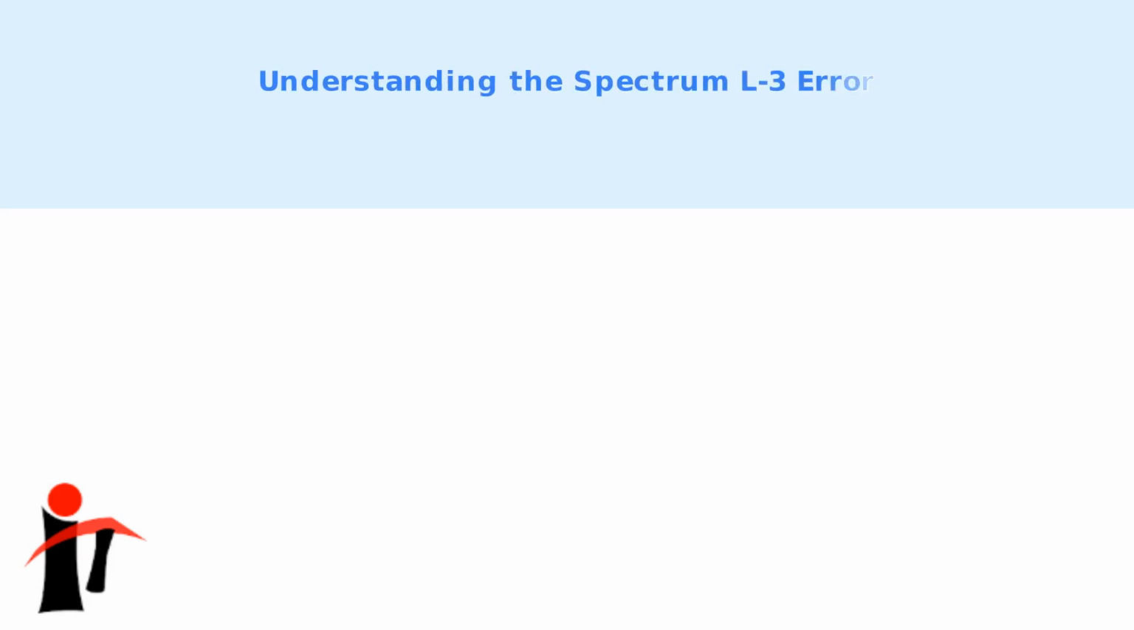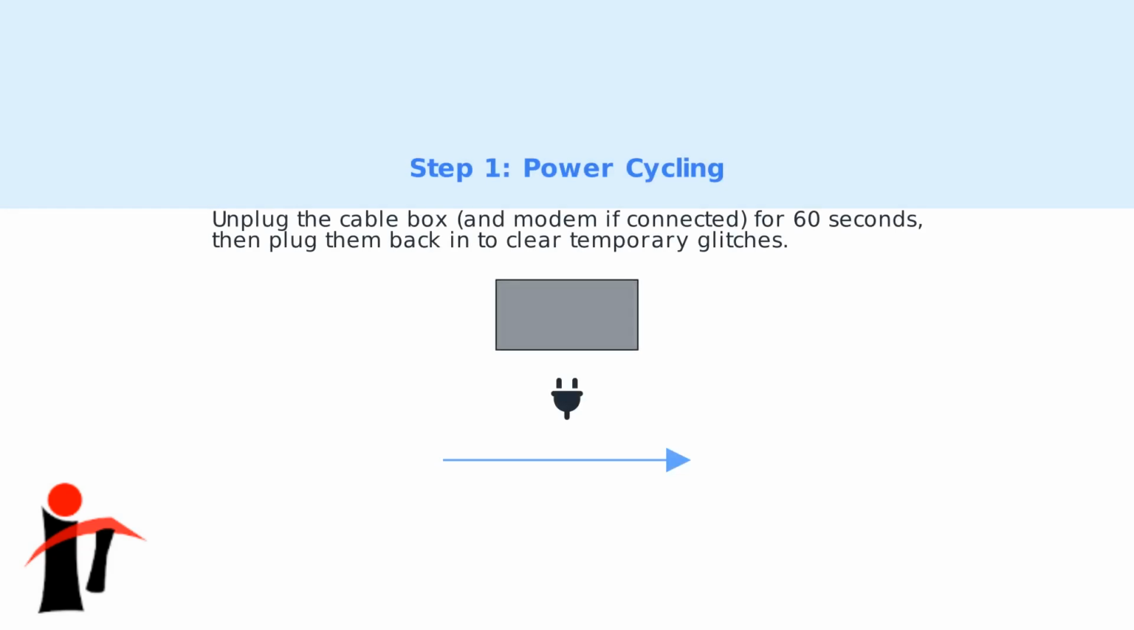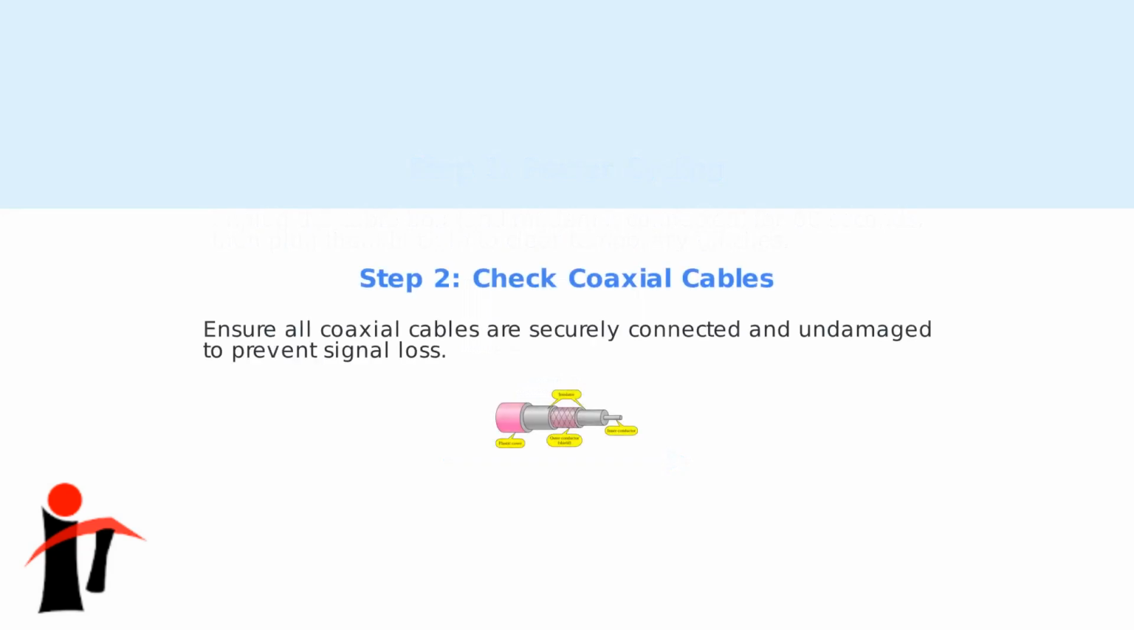The Spectrum cable box L3 error indicates a boot loop, where the box continuously restarts due to signal or software issues. First, try power cycling. Unplug the cable box and modem for 60 seconds, then plug them back in. Next, ensure all coaxial cables are securely connected and undamaged to prevent signal loss.